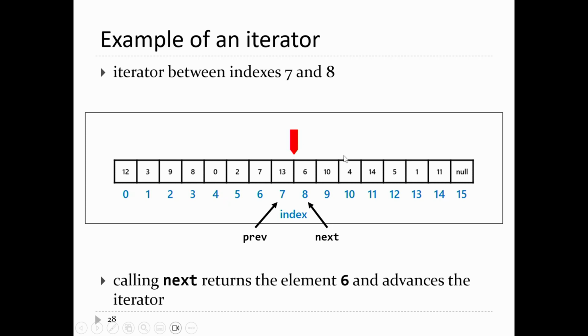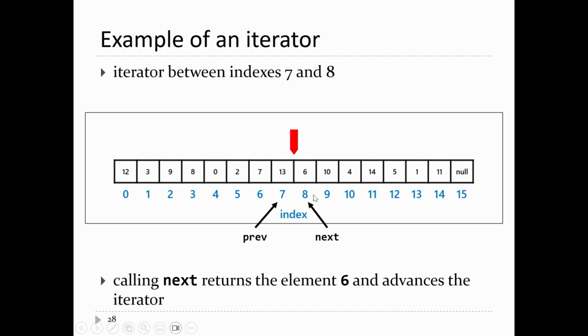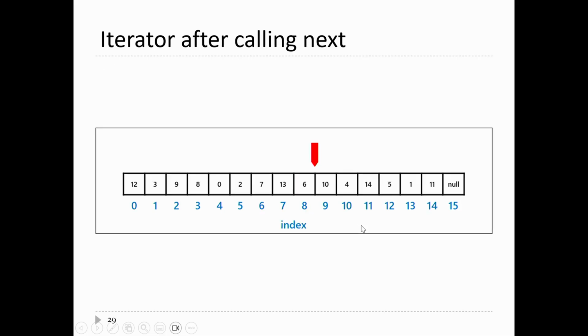And when you call next, the iterator advances to the next position in the list. So it moves over so that it's now between 8 and 9. There's your iterator between indexes 7 and 8. You call next, it returns the 6, and advances one position to the right. Previous is now index 8, and next is now index 9.